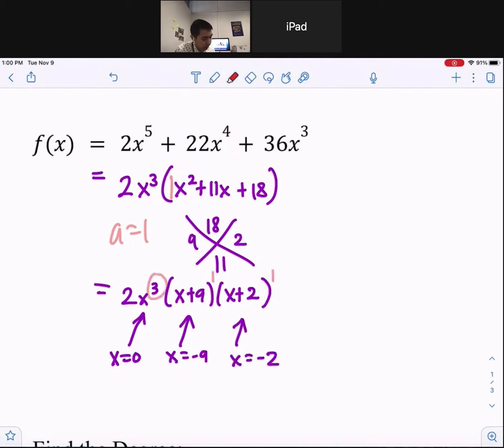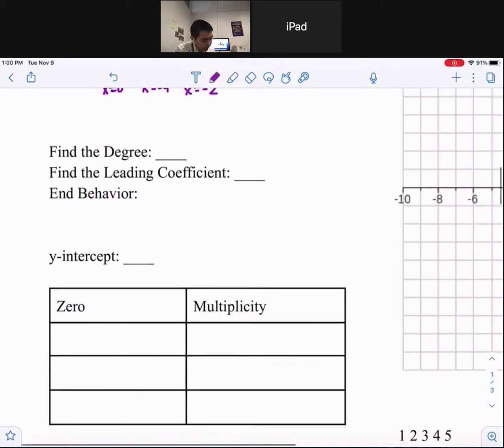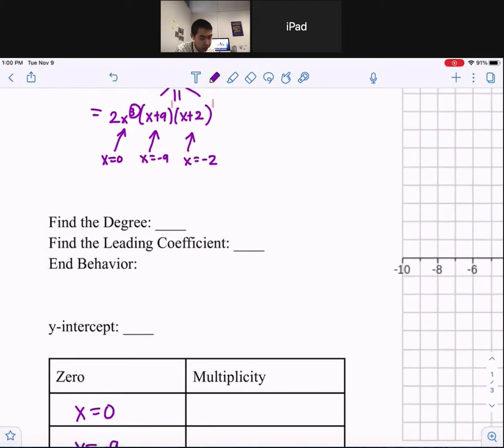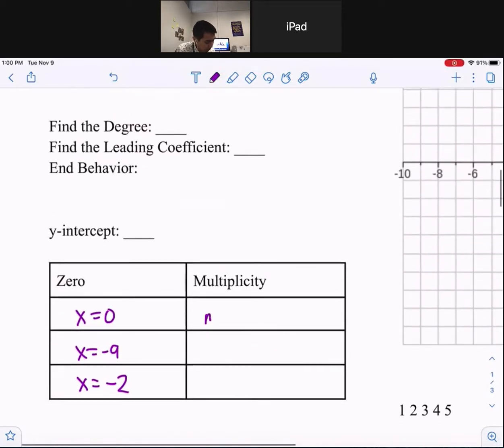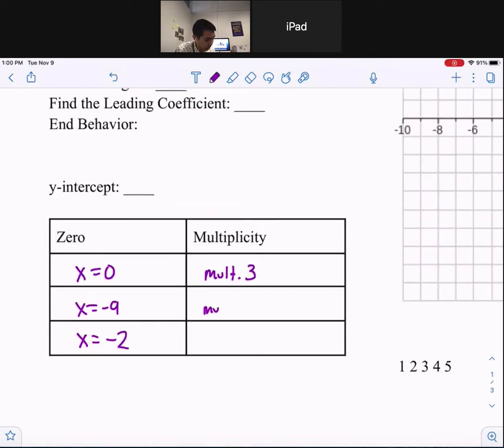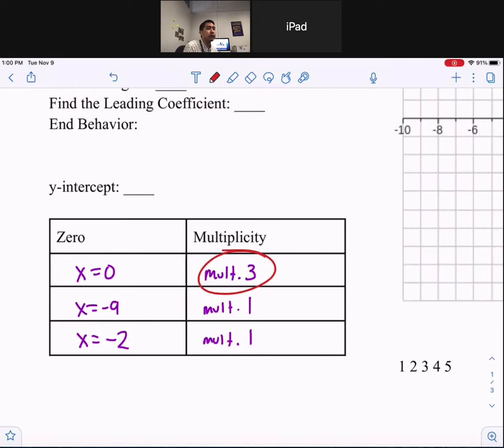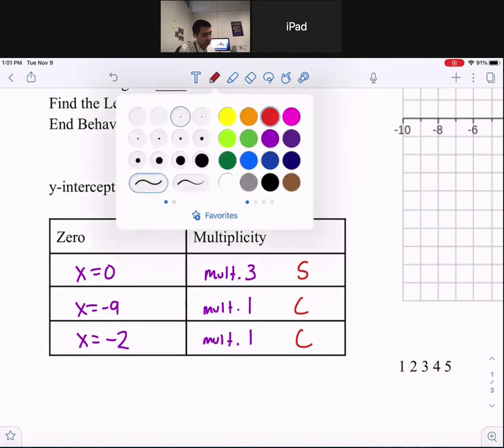First degree, third degree, and you use your powers to know your multiplicities. So x equals 0, x equals negative 9, x equals negative 2. The multiplicity for x equals 0 is 3, because it has a power of 3. The multiplicity for both of these factors is 1. So those have multiplicity of 1. At an odd multiplicity besides 1, it's going to slide. And at multiplicities of 1, they're going to cross.